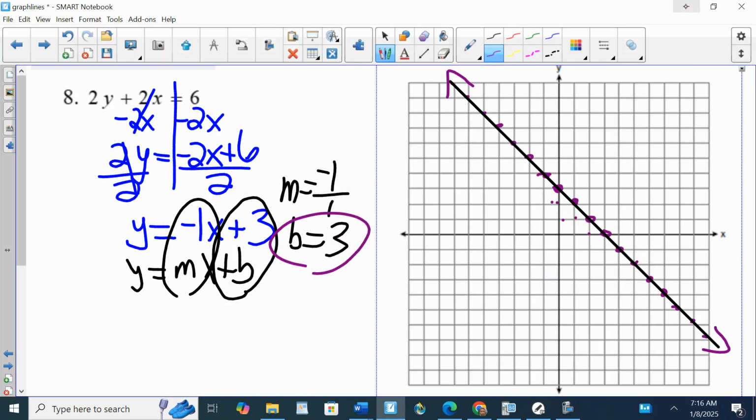So that's it. To graph lines, I need to get y by itself into y equals mx plus b, slope-intercept form. Once I have that, I state m, I state b, I begin at b, I apply my slope, which is rise over run. Practice it.